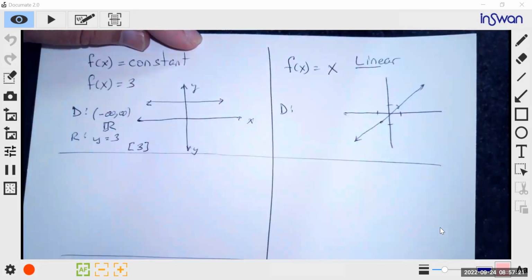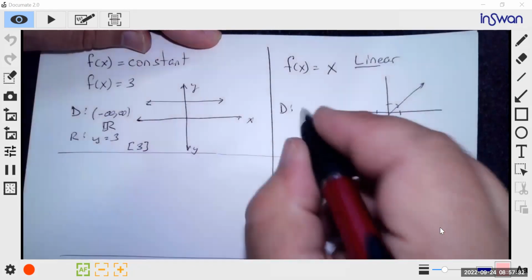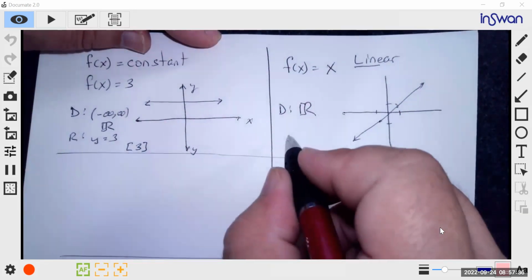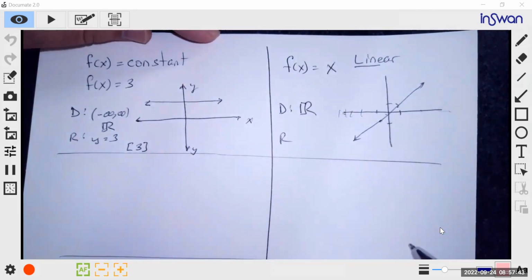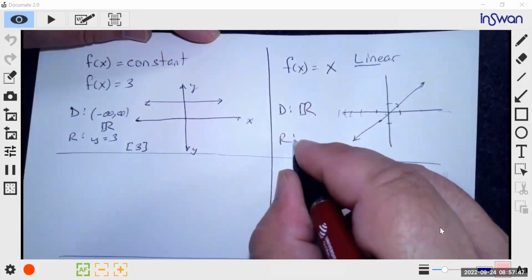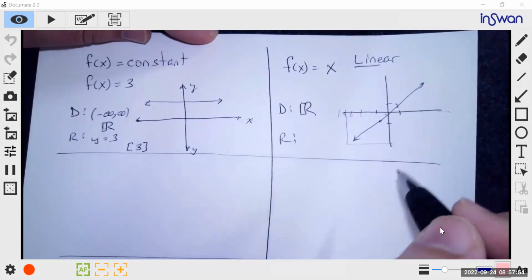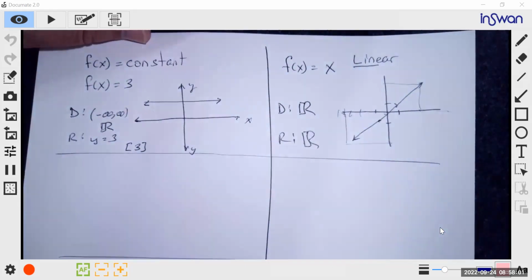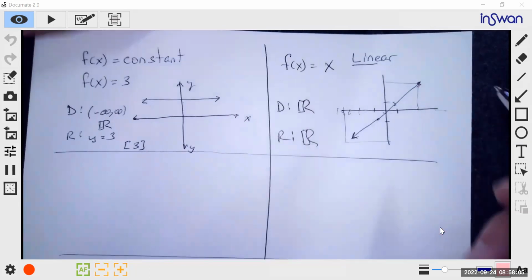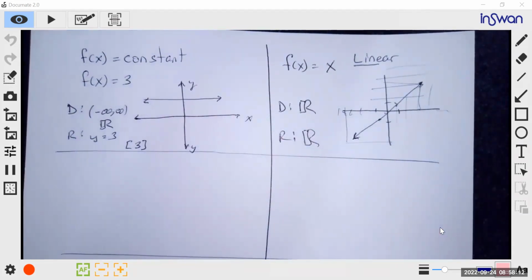The domain of this one is what? What are my possible x values? Negative infinity to infinity, yeah, because I can use any negative number or any positive number, and zero. How about the range? It changes. Think of it this way: if I use negative infinity here, it's going to go to negative infinity. If I use positive 100, it's going to be 100. So it's going to be the same thing. Because this arrow and this line tells you it goes on forever and ever. It matches all the y values, it matches all the x values, so it's all real numbers.